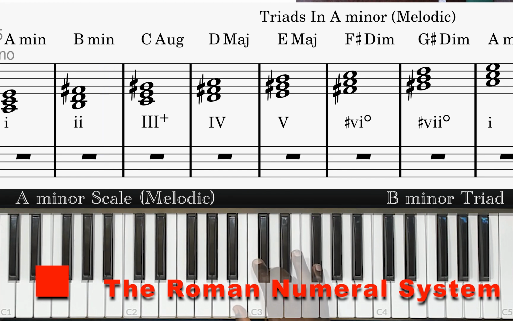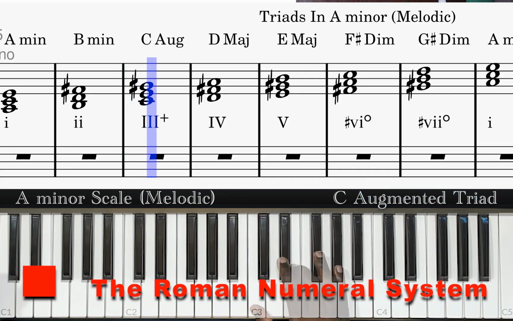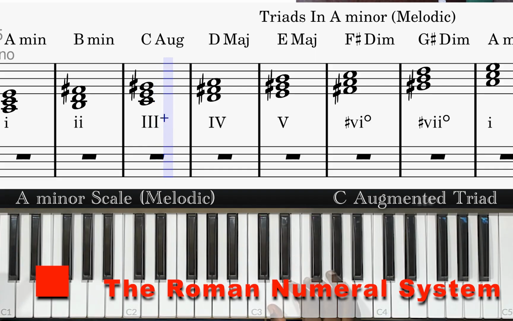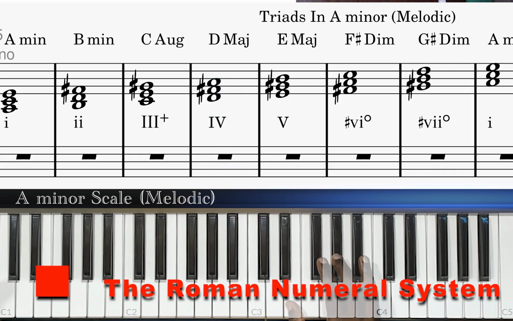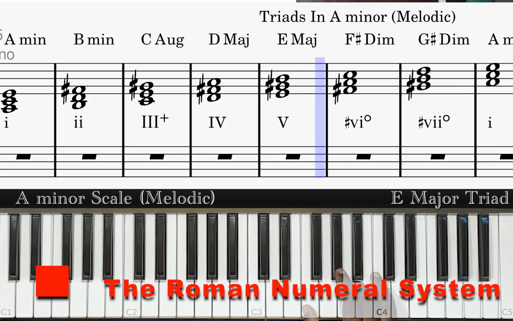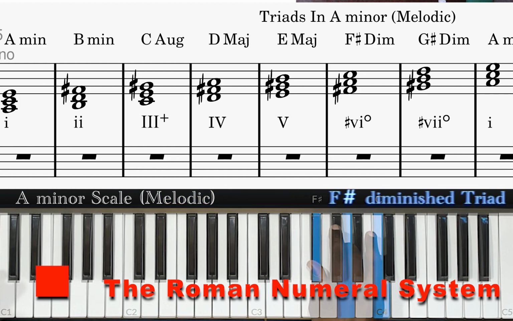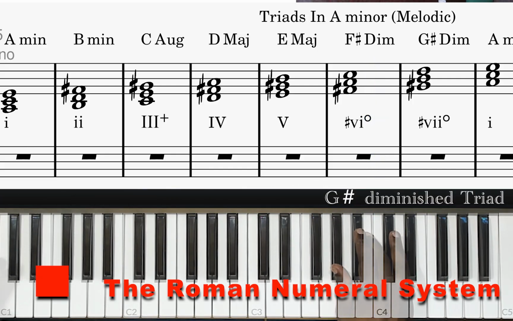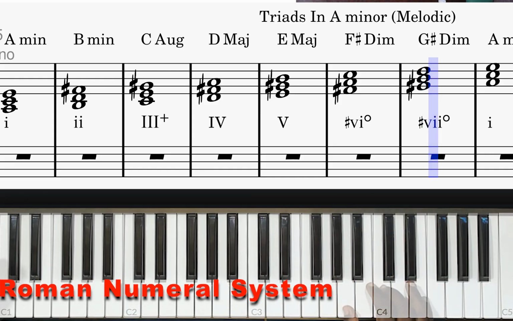Next, the C remains C augmented from the previous scale. And the D, instead of D minor, because we no longer have F, we have F sharp, becomes D major. Next, we have the E major from the previous scale. And instead of having F major as previously, we'll have the F sharp diminished. So that one, I usually call the 6 sharp diminished. Next, we have the G sharp diminished from the previous scale. And we go back to the A minor 1 as we've been talking about it.